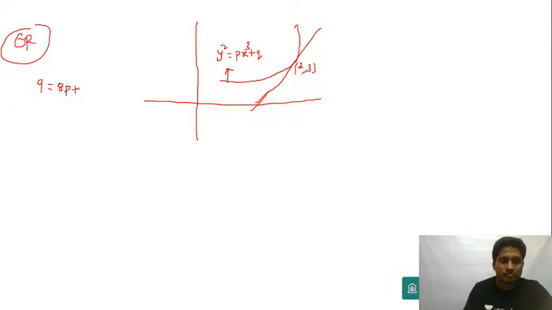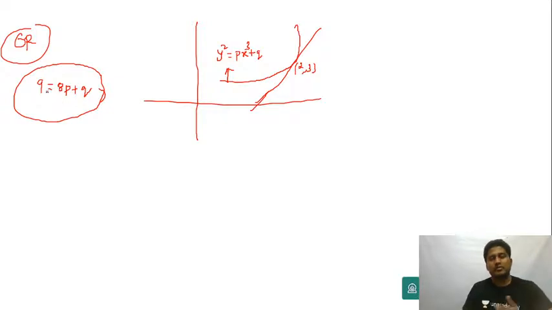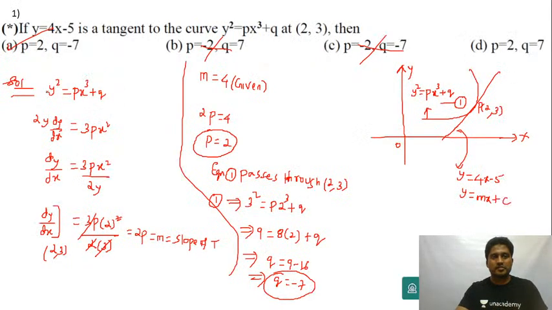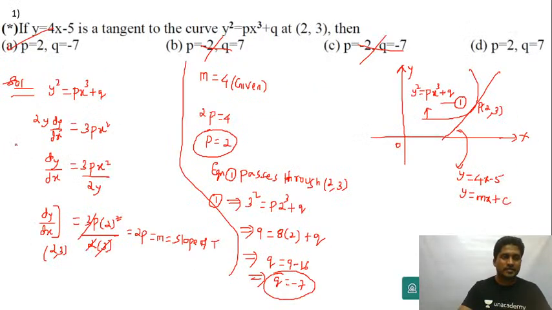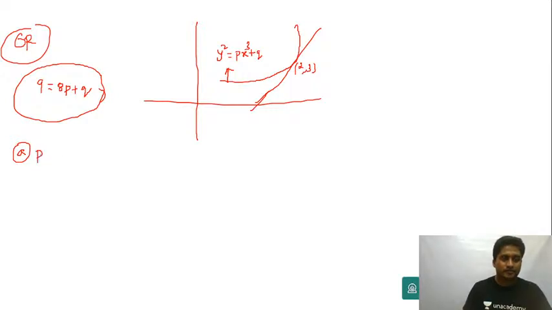You understand? No need to do the whole problem. Take the options and check by substituting which option will satisfy. Just take the point, you get 8p plus q is equal to 9, and you know the options for p and q. Substitute and check; only the first option will satisfy. What's the first option, guys? P is equal to 2 and q is equal to minus 7.